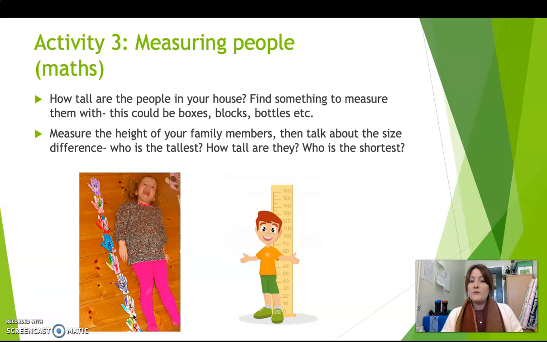So measure the height of your family members, then talk about the size difference. So who was the tallest, how tall are they, and who is the shortest of everybody. Like I said, be as creative as you want with this and use anything that you can to do your measuring.